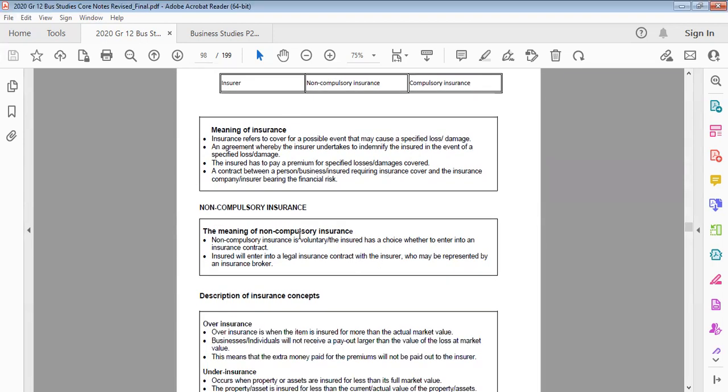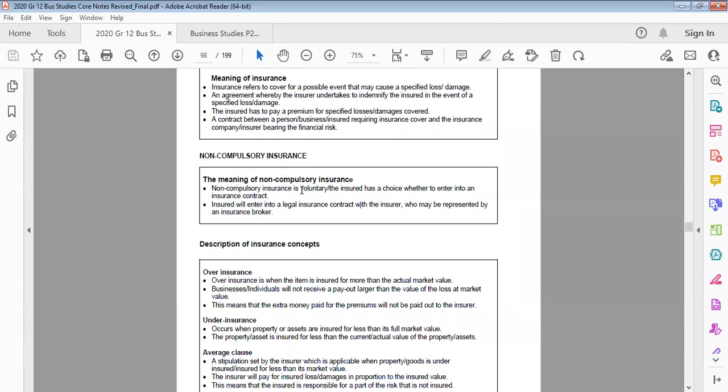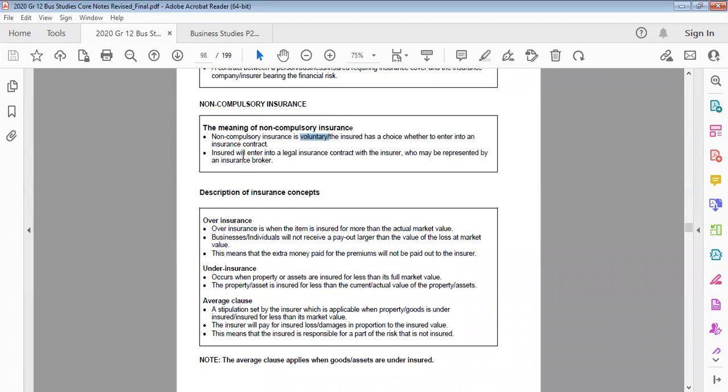Non-compulsory insurance is basically insurance that is voluntary, which means, if I think of the word voluntary, it is by choice. If you think about insurance that is by choice, it is like pet insurance, fire insurance, theft insurance, those types of things. Those are all non-compulsory insurance. The insured will enter a legal insurance contract with the insurer, who may be represented by an insurance broker. Okay, all good.